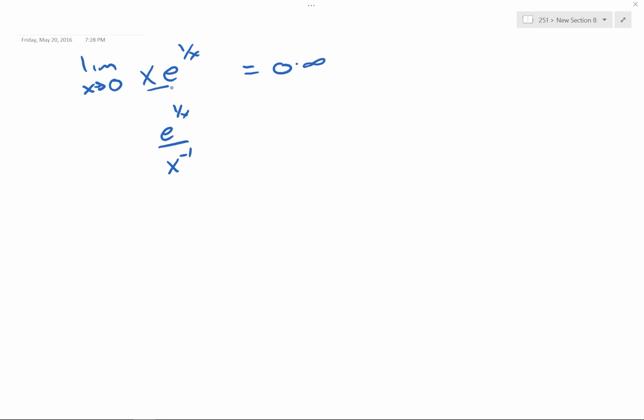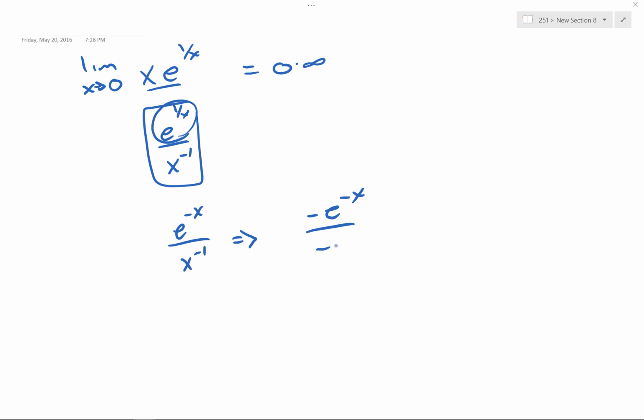This problem here is the same as this problem right here. Okay? So let's take the derivatives of these guys. Well, remember, this is the same as e to the negative x. This is what this is saying up here. Okay, so I'm just going to rewrite this for a moment, if you don't mind. And so the derivatives of those are going to be negative e to the negative x and negative x to the minus 2.